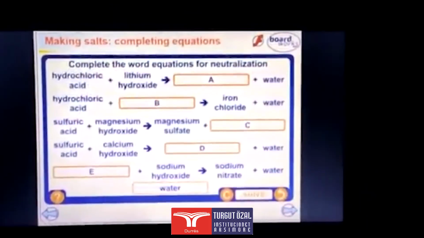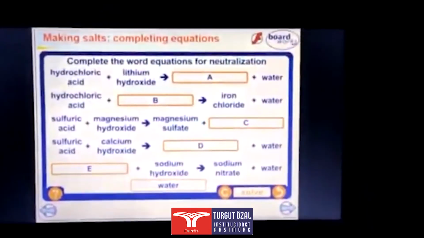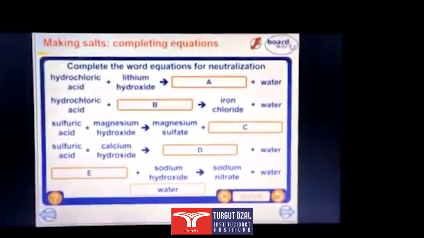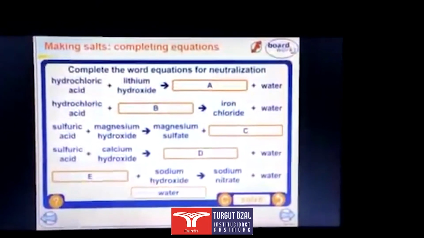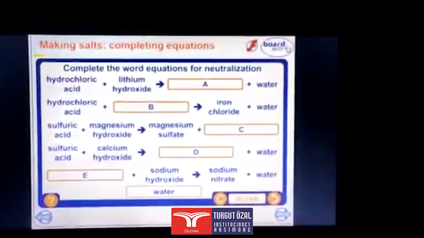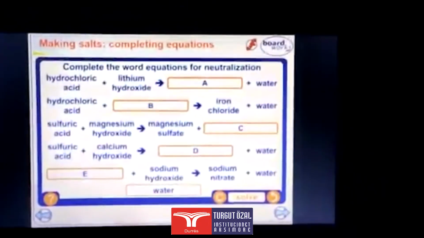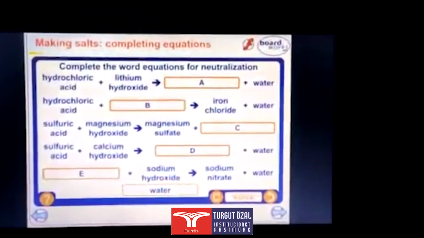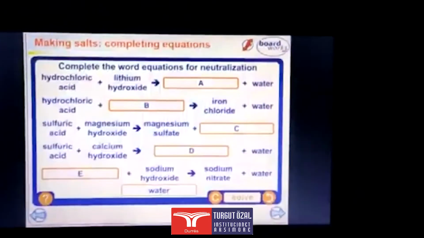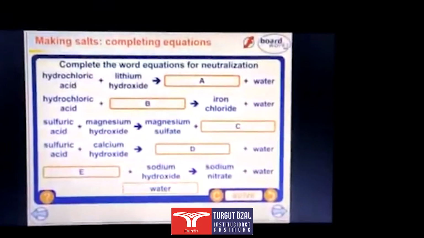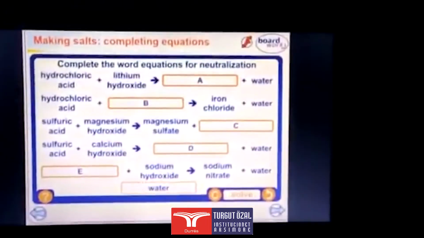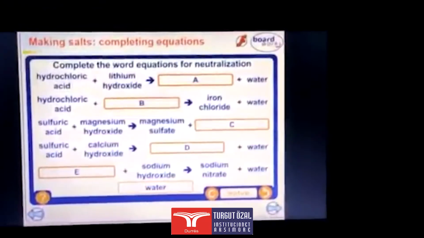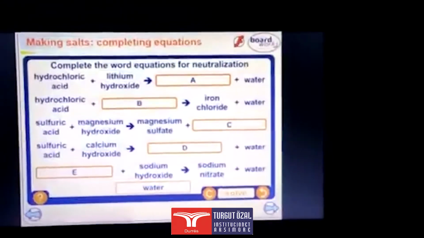Now, you have to do this as classwork. Complete the word equations for the neutralization. Hydrochloric acid plus lithium hydroxide. Hydrochloric acid that will produce iron chloride. Sulfuric acid plus magnesium hydroxide will give magnesium sulfate plus another product. Sulfuric acid plus calcium hydroxide will produce a salt plus water. You have to find here the product and how water is produced.